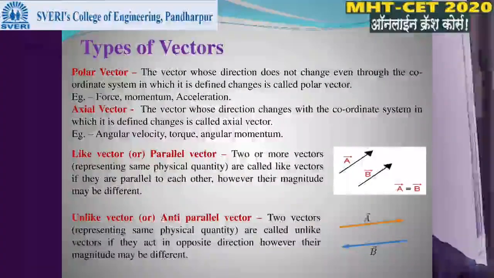Two or more vectors representing same physical quantity are called like vectors if they are parallel to each other. However, their magnitude may be different.